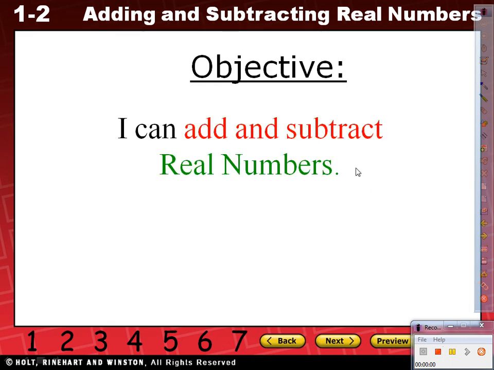Today's objective: I can add and subtract real numbers. Let's read it together. 1, 2, 3. I can add and subtract real numbers. Copy that at the bottom left of your Cornell notes, please. If you have color, color code it.